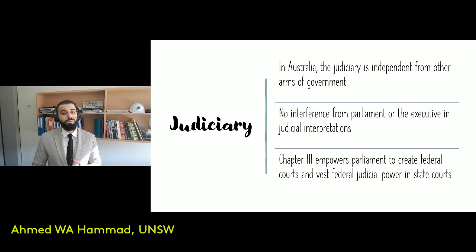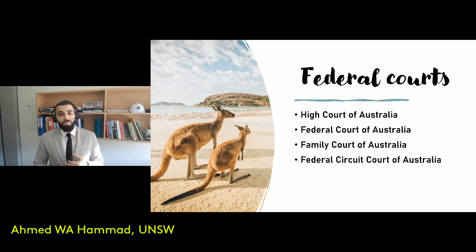Chapter 3 of the Australian Constitution empowers Parliament to create federal courts and to vest federal judicial power in state courts. So in terms of the classifications of the courts that we have in Australia, you can either have federal courts or state courts. Let's first look at the federal court system.